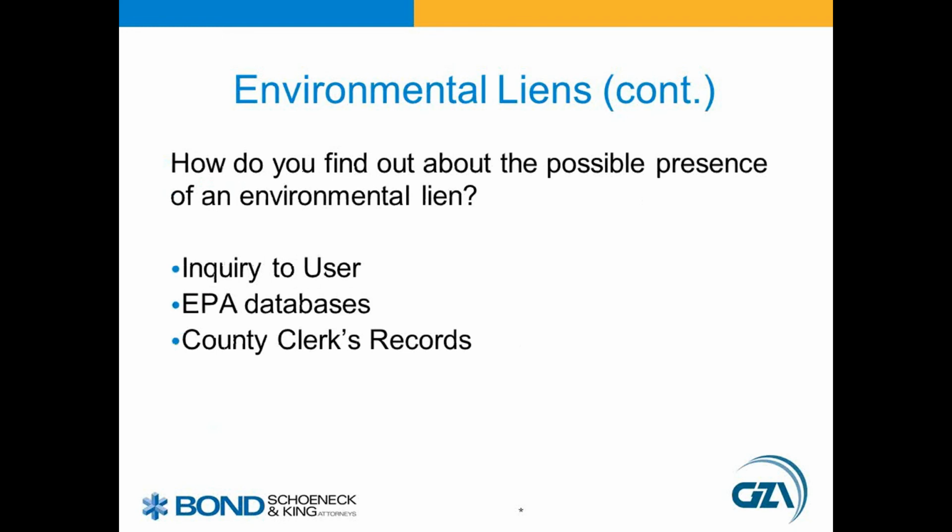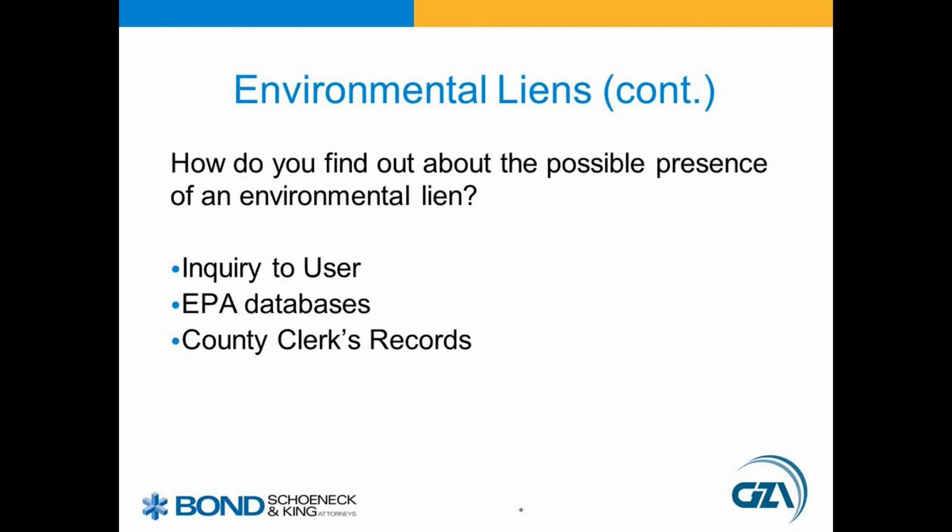So how do you find out about the possible presence of an environmental lien? Starting with the user and asking that question directly of the user, picking up on the questionnaire that Ben alluded to. There is a model, a sample questionnaire, in the method itself that one could use. We've seen that each environmental consultant modifies it slightly to get additional information, or information in the way that's most useful to them in terms of preparing the report.